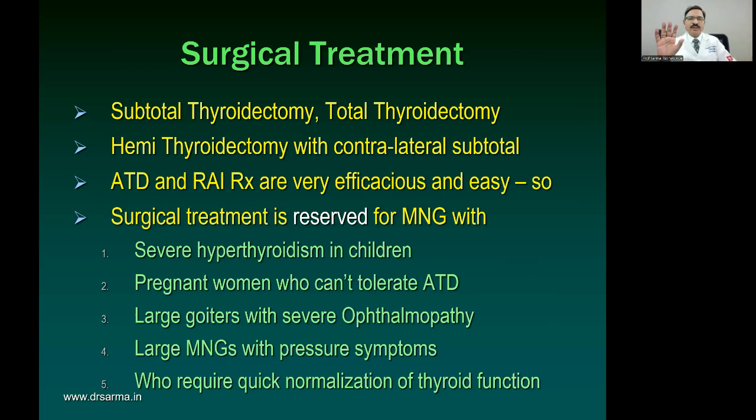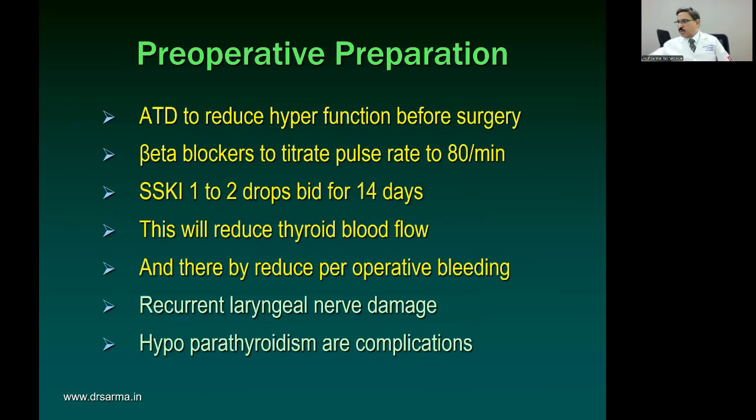So these are the few conditions where you start intervening with the thyroid, considering subtotal thyroidectomy, total thyroidectomy, or hemithyroidectomy with contralateral. What if the surgeon doesn't take up the patient immediately? You prepare the patient. How do I prepare? ATD to reduce hyperfunction before surgery. Beta blockers to titrate the pulse to 80. SSKI, saturated solution of Lugol's iodine, is available as a concentrated solution. So 1 to 2 drops, not one full bottle.